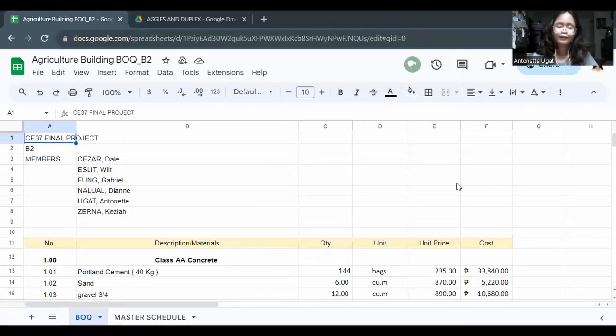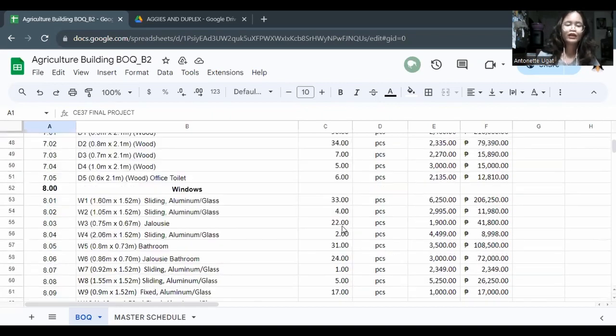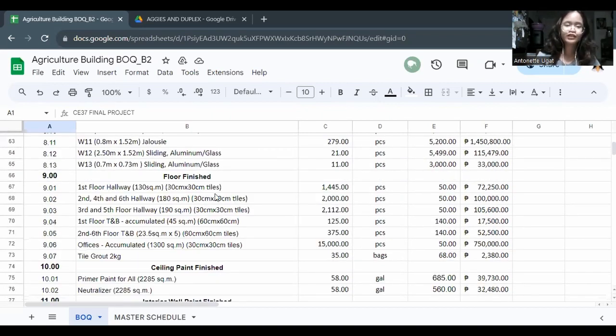I am Antoinette Charmaine S. Ugat, and for this part of the video, I will be discussing the estimates on the agriculture building, specifically for the floor finish and the roofing.